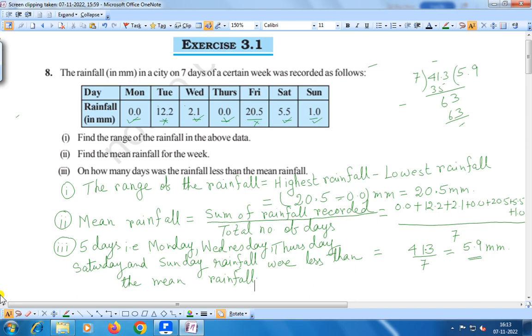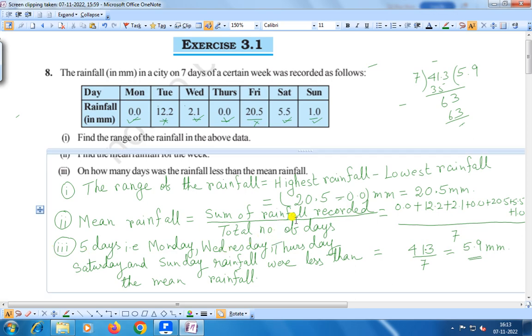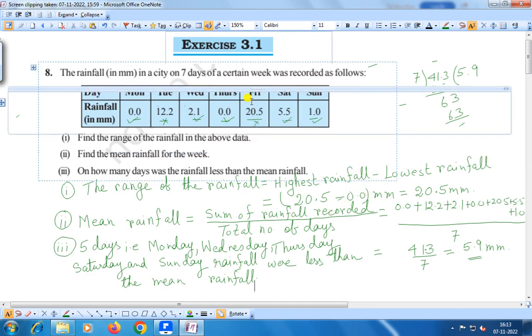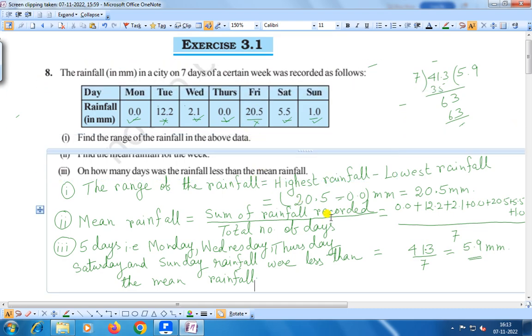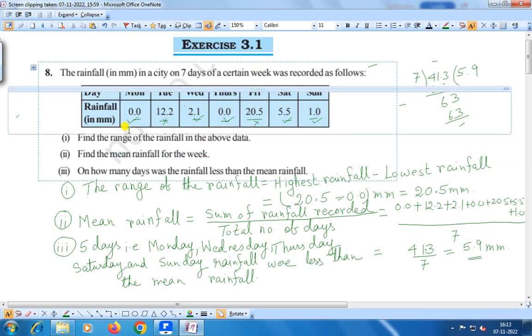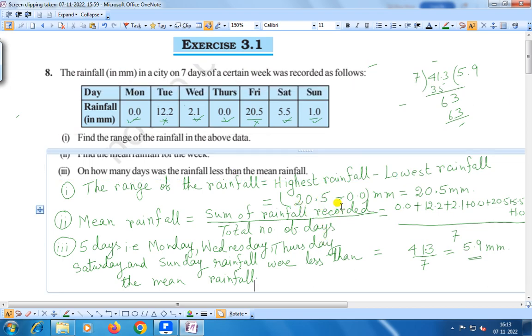Question 1 is find the range of the rainfall in the above data. Here you see the range of the rainfall will be highest rainfall minus lowest rainfall. The highest rainfall is 20.5, that is on Friday, and the lowest rainfall is on Monday, that is 0.0. Therefore 20.5 minus 0.0 comes to 20.5 millimeter. Therefore the range of the rainfall is 20.5 millimeter.